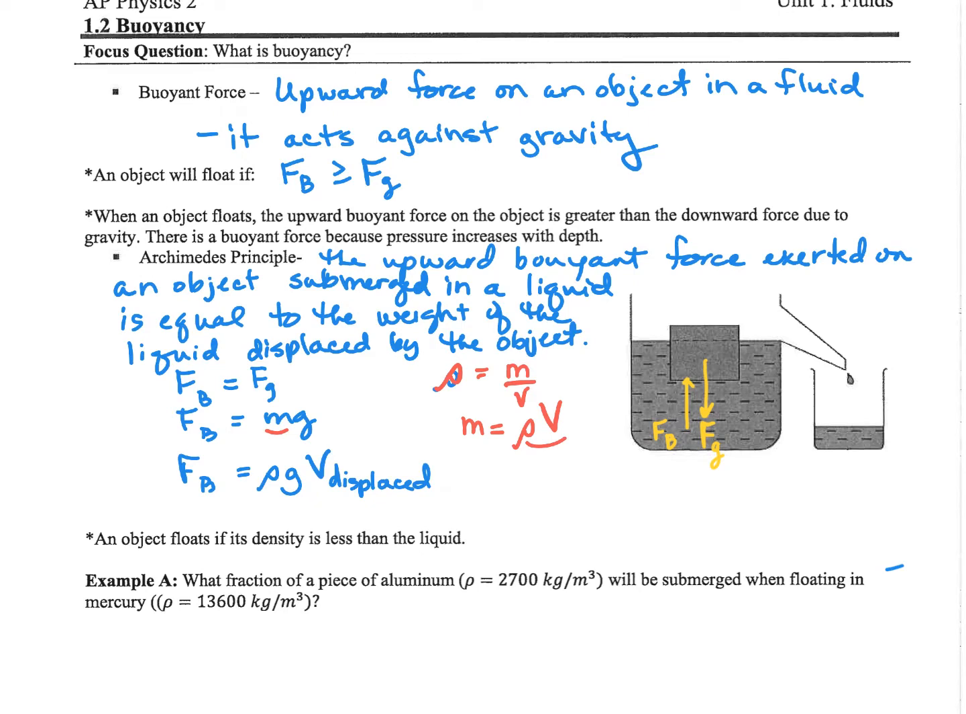In other words, this is why an object floats if its density is less than the liquid. Archimedes' principle is what tells us that that's the case. Okay?